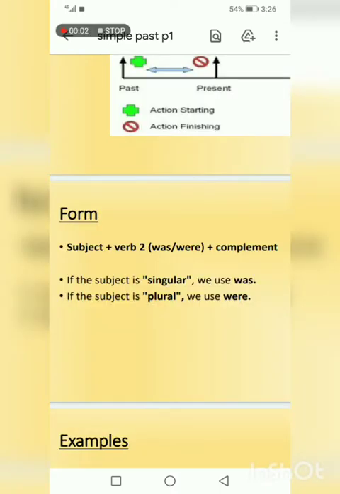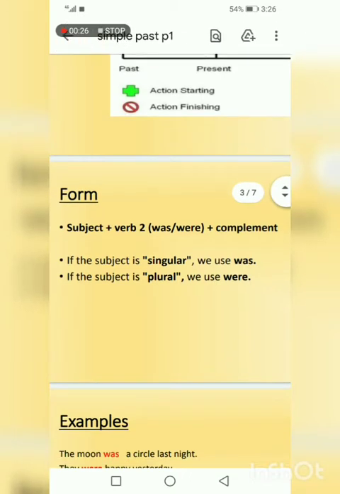How do we form the past simple tense sentence? We start with the subject as usual. We start with the subject plus the past form of the verb, plus the complement. In this part, we are going to use the verb to be, which are was and were. So subject plus the past form of the verb was or were plus the complement.